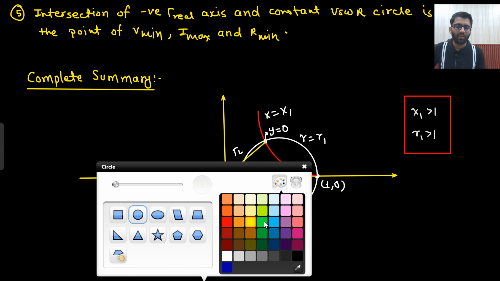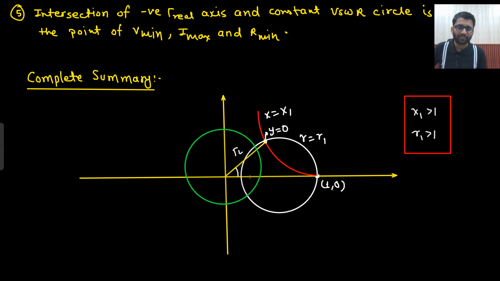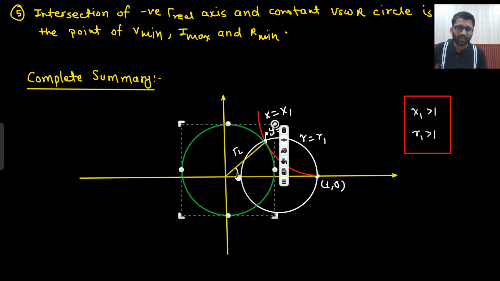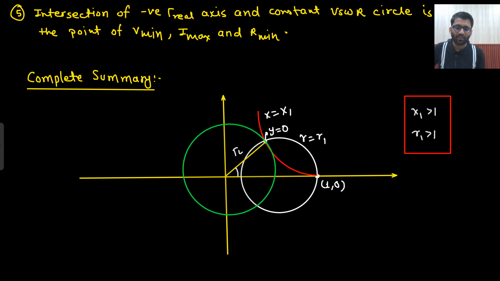Now what you are going to do? You are going to make a circle taking this as a radius. This is how you are going to make a circle. Now what is this circle known as? This circle is known as constant VSWR circle.